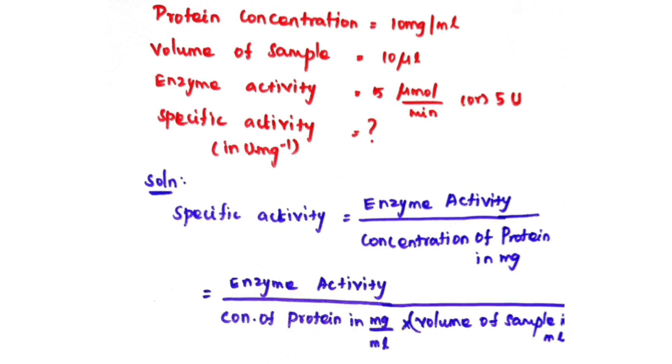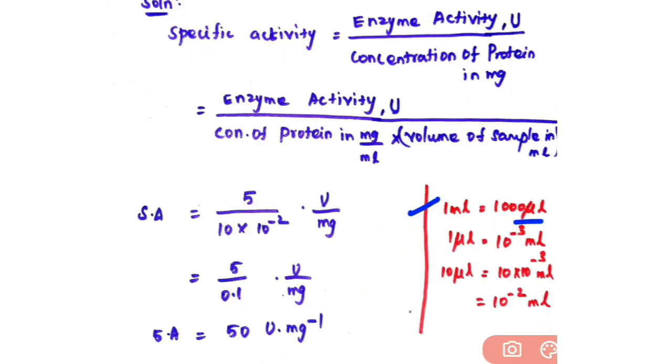First we have to change the volume of sample, 10 microliter, into ml. We know that 1 microliter is equal to 1 by 1000 ml, that is 10 power minus 3 ml. So 10 microliter is equal to 10 into 10 power minus 3, that is equal to 10 power minus 2 ml. So just substitute in this formula.